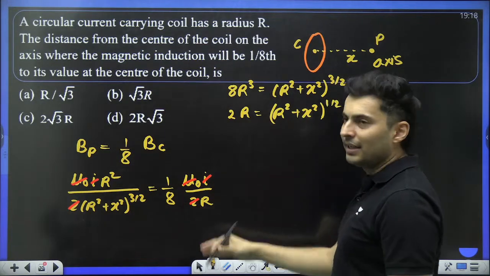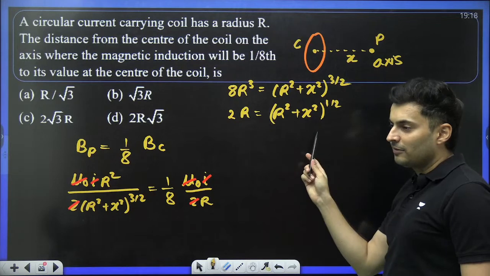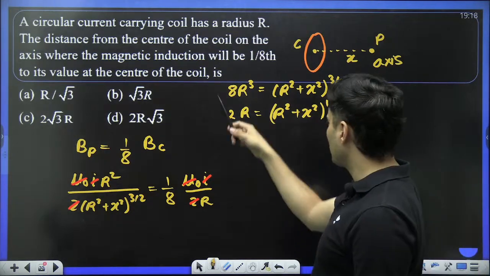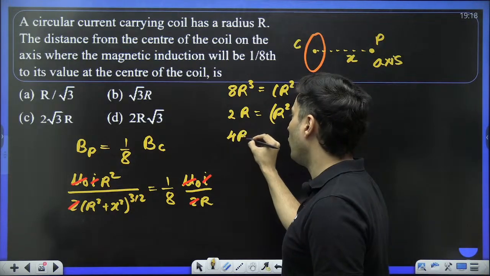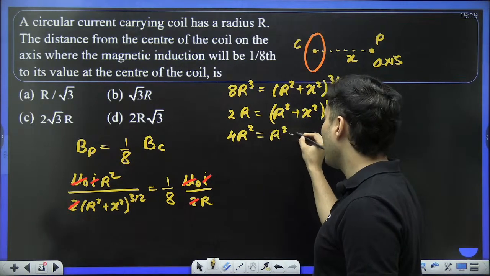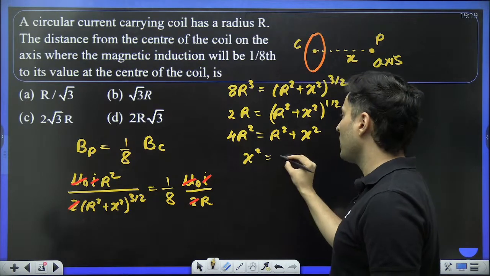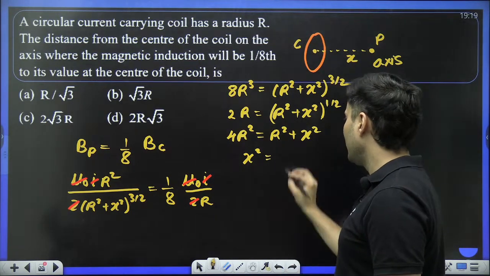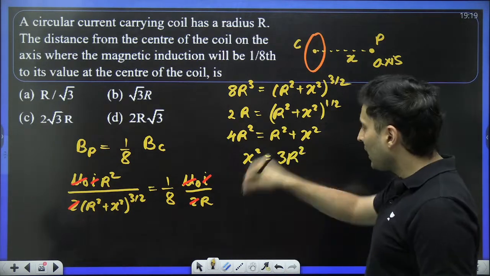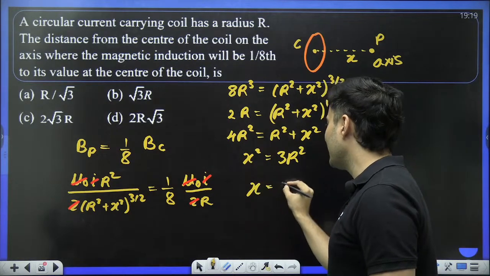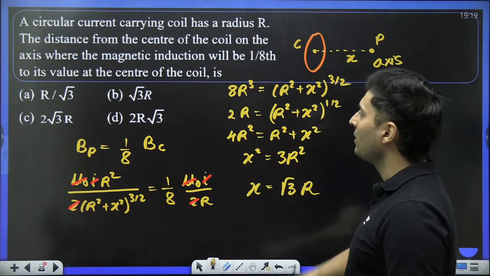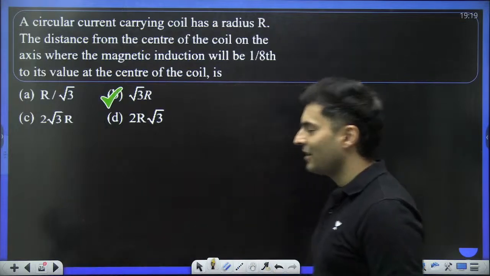Now square both sides, because this is power half, to eliminate that half. So this will become 4r square is r square plus x square. Therefore x square will be 4r square minus r square, which is nothing but 3r square. Now again take root. So x will be nothing but root 3 times r. Root 3 times r is the answer over here.